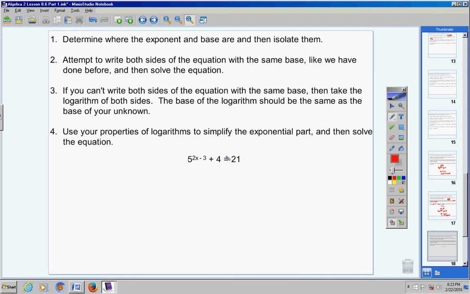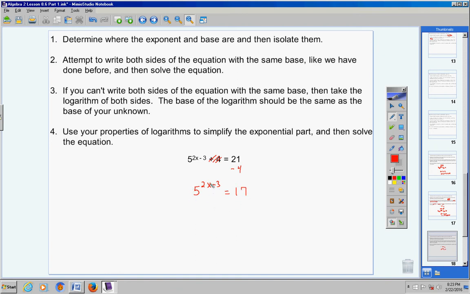Here we go. Step 1, let's determine where the exponent and the base are. Well, here's my exponent right here, 2x minus 3. There's the base. I'm going to isolate them, so I've got to get rid of this positive 4 right here, okay? I got to move it over to the other side. So bring it over. It becomes a negative 4. So I'm left with 5 to the 2x minus 3 equals 17.